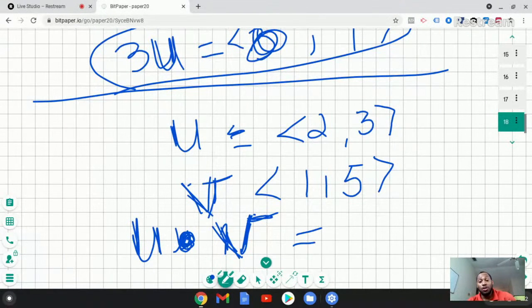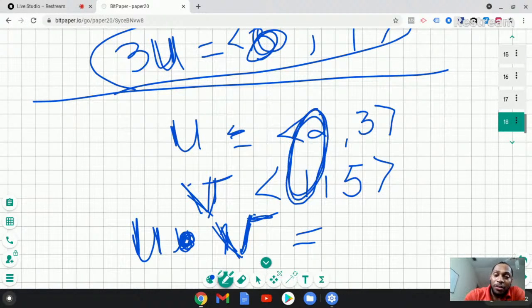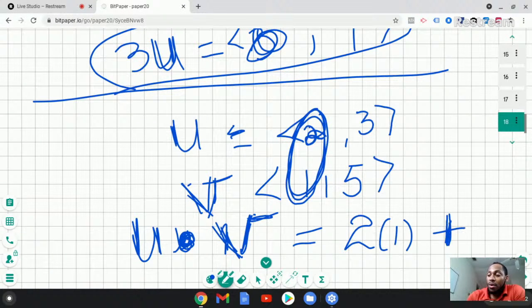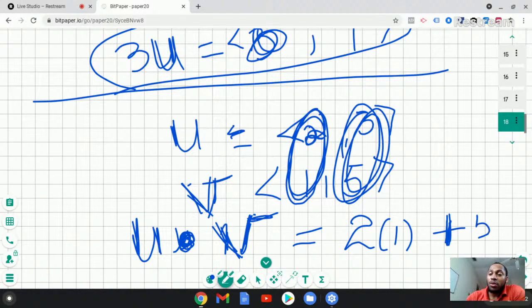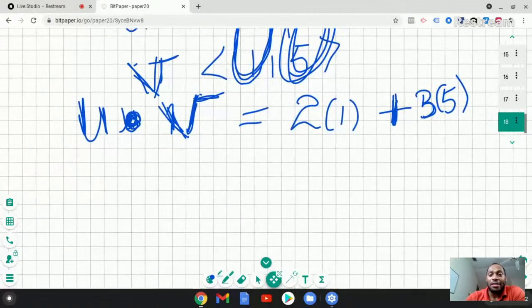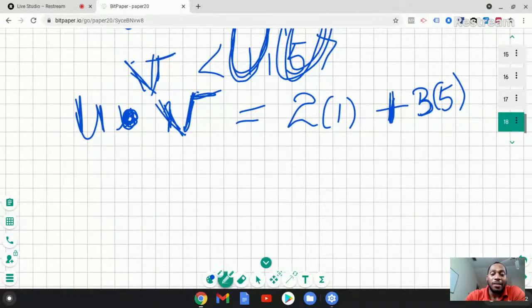So now what you do is you multiply the first two components together, so it's 2 times 1, and then you add that to whatever the last two multiplied together was. So 3 times 5, right? And it's not hard. It's not stuff that is hard to follow or anything like that.